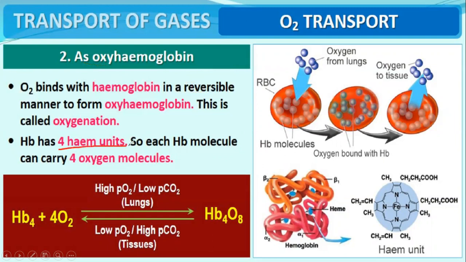Each hemoglobin molecule has 4 iron units or heme units. So each Hb can carry 4 oxygen units. 4 oxygen molecules can only be carried by 1 Hb molecule, or 1 hemoglobin can carry only 4 oxygen molecules. Is it clear, everyone? So next one.